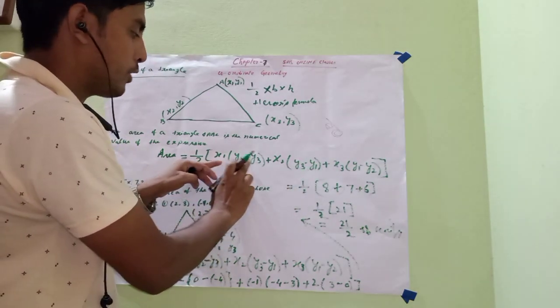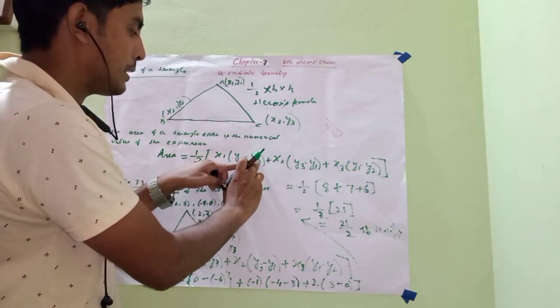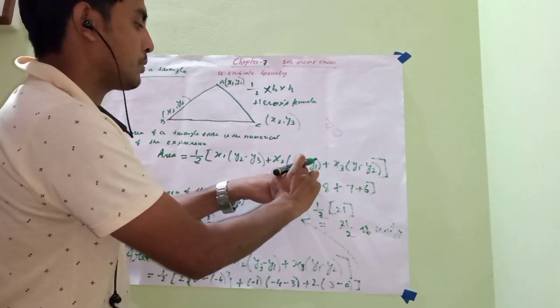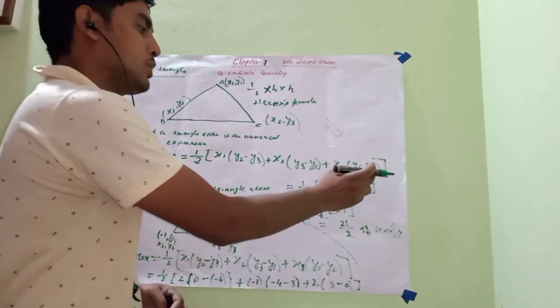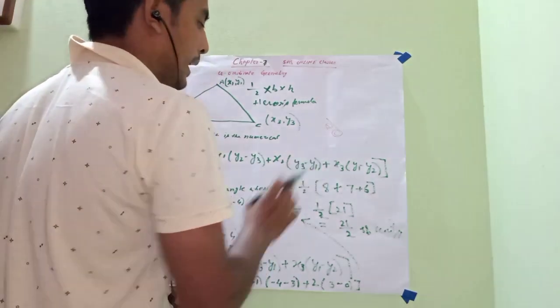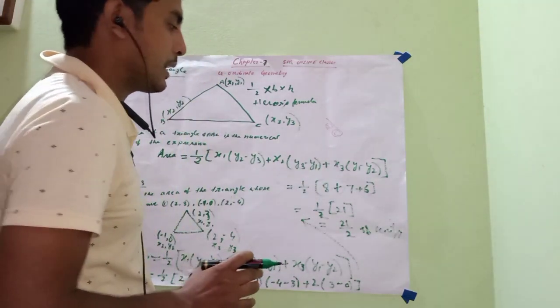I repeat, y2 minus y3, then you write y3, 1 less, so y3 minus y1, next y1, 1 less than 3, so y1 minus y2. Like this you can remember this formula, and this formula can be used to find the area of the triangle when the three vertices are given.